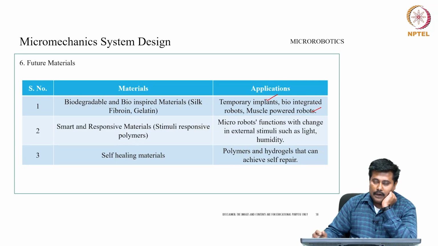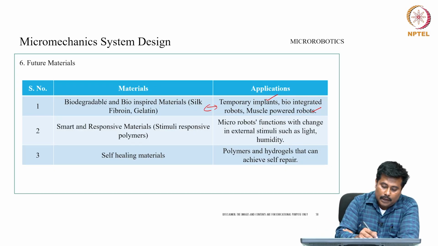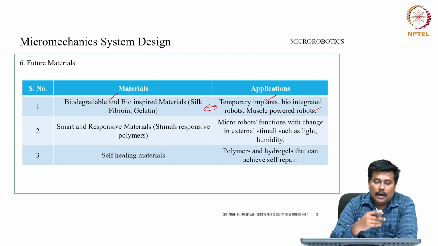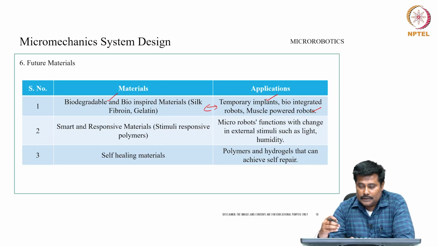In this particular aspect, there are some materials which have direct relevance towards biodegradability. One is called a biodegradable based system, and another set of robots are called bio inspired material. Silk, fibroin and gelatin are considered some of the promising materials which have direct application towards temporary implants, bio-integrated robots as well as muscle powered robot systems.